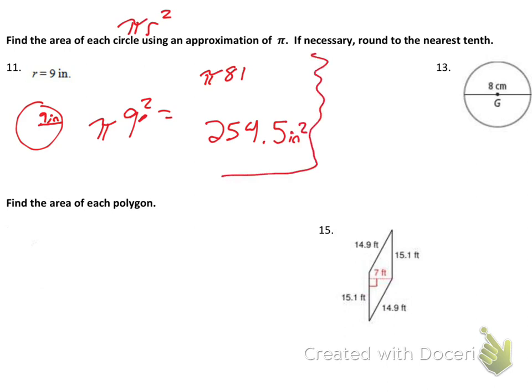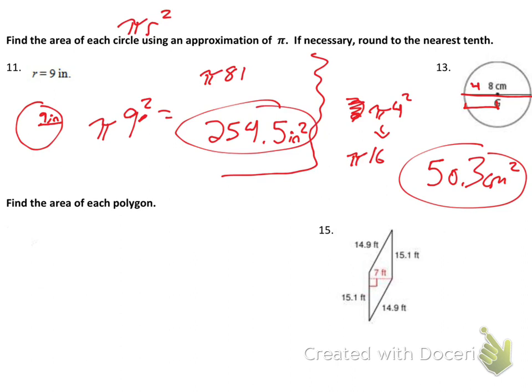All right, for this one, if this whole thing is 8, that means the radius, which is just half of it, is going to be 4. So it's just pi r squared, right? So pi times 4 squared. 4 squared is 16, right? So I'm just going to do pi times 16. And I do 16 times pi on my calculator, and I get 50.3. So those are your two final answers right there.